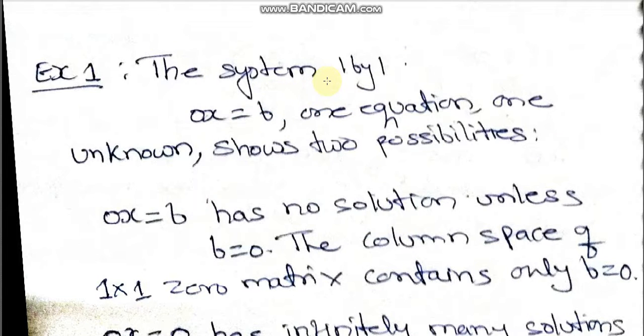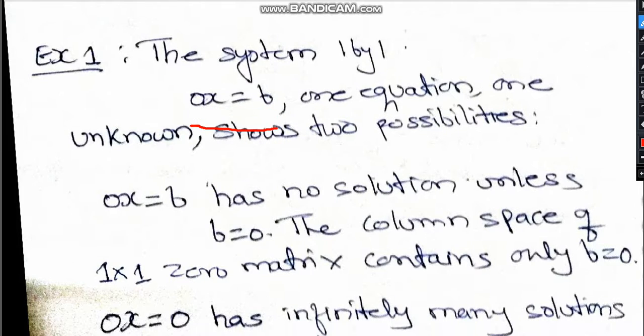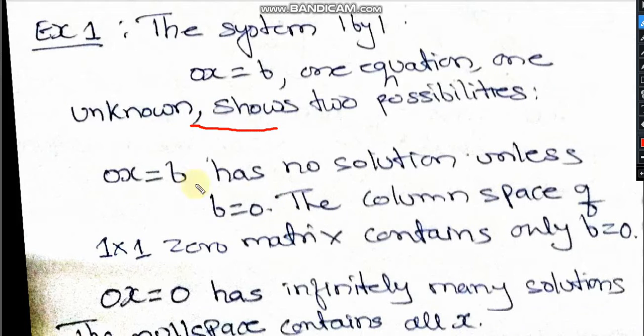The system here, one by one: 0x equals b. So you saw that a itself is 0, and if it is multiplied with x equals b, it has one equation, one unknown, and automatically has two possibilities here. So when you have a 0 vector multiplied with x equals b, what will be the solutions?